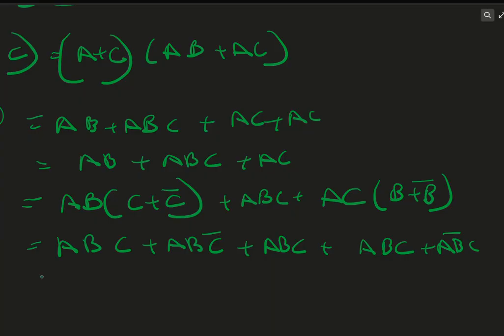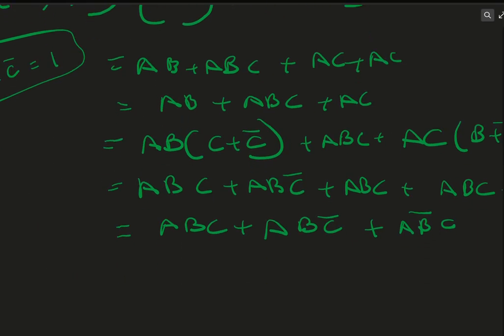Okay, so we'll try to take the common ones. We'll cancel. ABC is common. So ABC prime, and then we have A B prime C. So we're left with 3 terms.